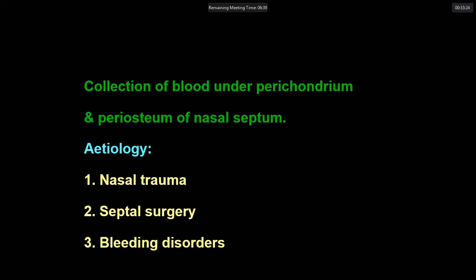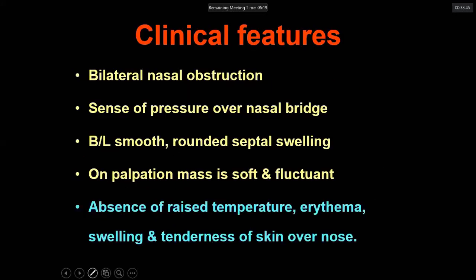Okay. So try to imagine a nasal septum. There is the cartilage and there is the perichondrium lining it. You can even touch it, but make sure you do not rub the perichondrium, because there is a little area and that can reach the region. So the causes are nasal trauma, septal surgery, and bleeding disorders.